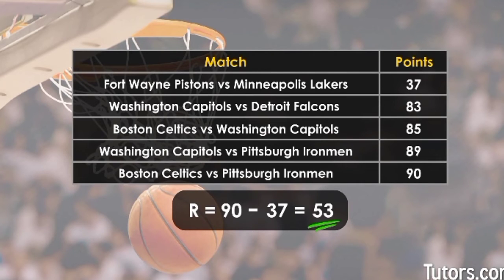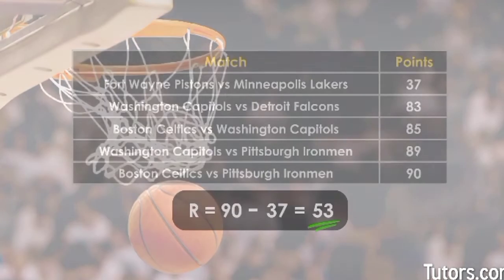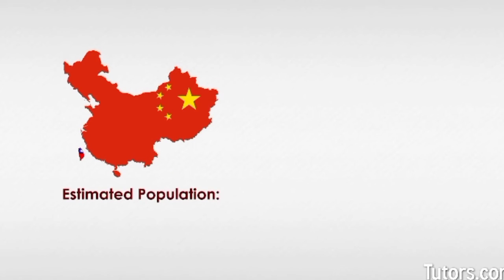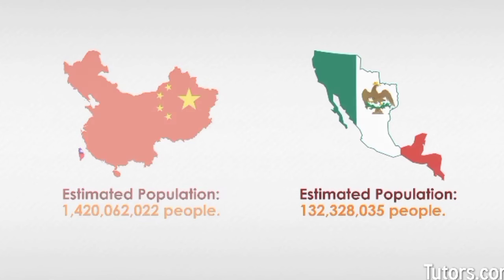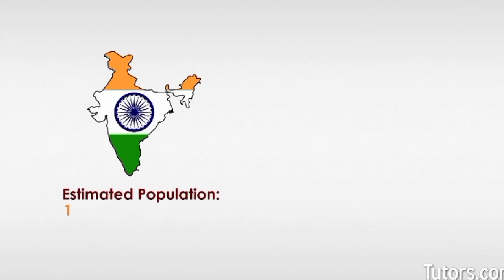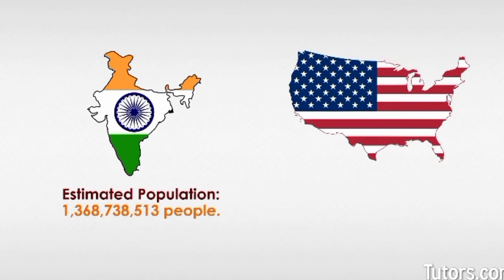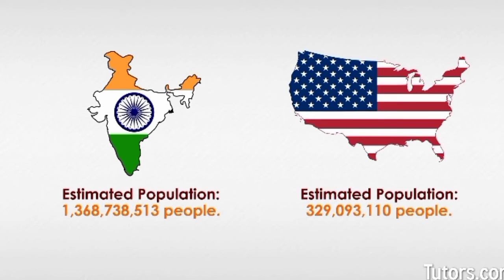Let's try this with some more challenging numbers, like country populations. China has an estimated population of 1,420,062,022 people. Mexico's population is 132,328,035. India has a population of 1,368,738,513. The United States has a population of 329,093,110. What is the range of this data set?